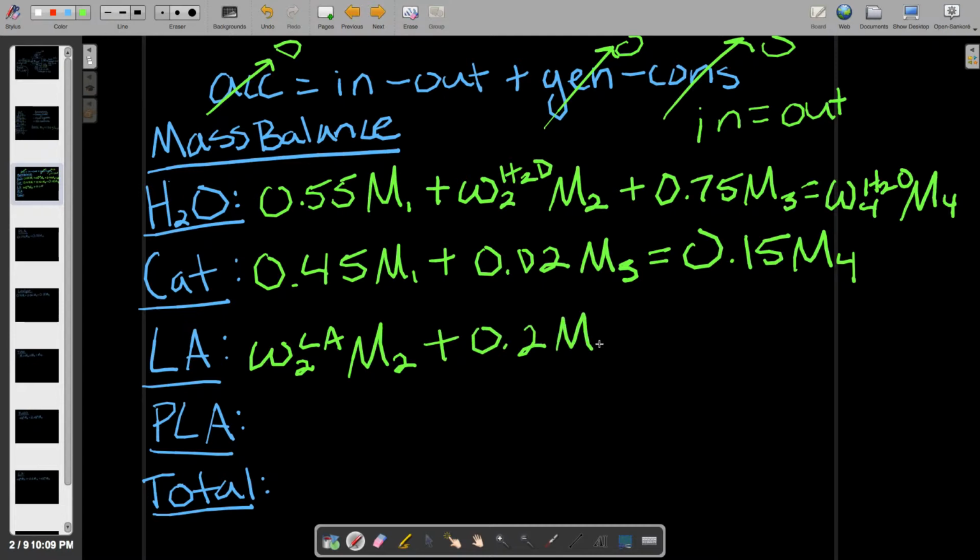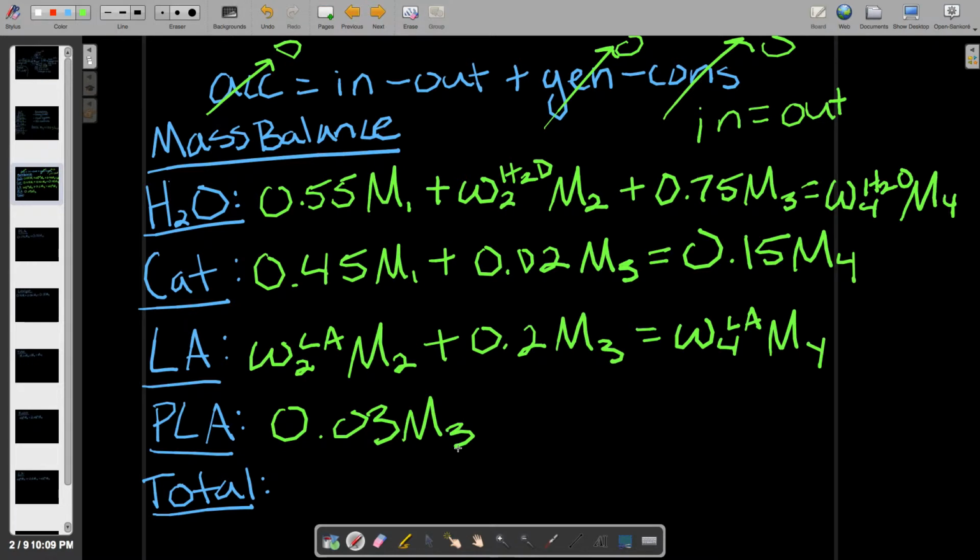Plus that of stream 3. That is going to give us the mass fraction of LA in stream 4 times the flow rate in stream 4. And last, we're going to do PLA. And that is going to equal the mass fraction of PLA in stream 3 times the flow rate in stream 3, giving us the mass fraction of PLA in stream 4 times the flow rate in stream 4.